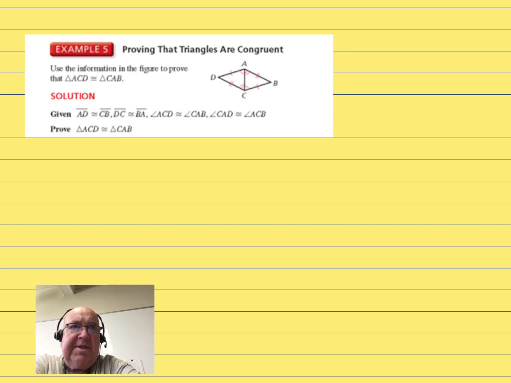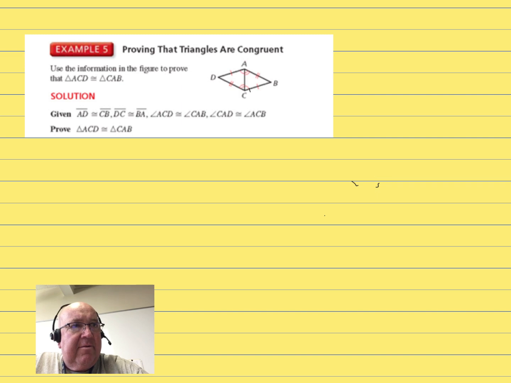Alright, finally, we want to use the information to prove that triangle ACD and CAB are congruent. First off, we know that AD and CB are congruent, and AB or BA and DC are congruent. We know that the two triangles ACD and CAB are congruent, and that angle CAD is congruent to angle ACB. We want to prove that triangle ACD and triangle CAB are congruent. So let's do a proof of this.